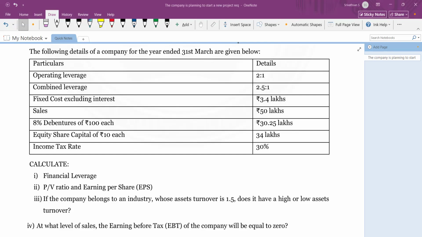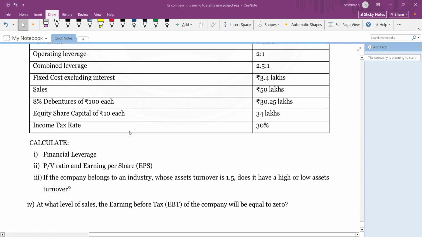Sales is 50 lakhs, 8 percentage debenture of rupees 100 each. So the total value of the debenture is 30 lakh 25,000 and the coupon rate is 8 percentage. Equity share capital is 34 lakh and the face value of one share is rupees 10. So number of shares outstanding will be 3 lakh 40,000. Income tax rate is 30 percentage.